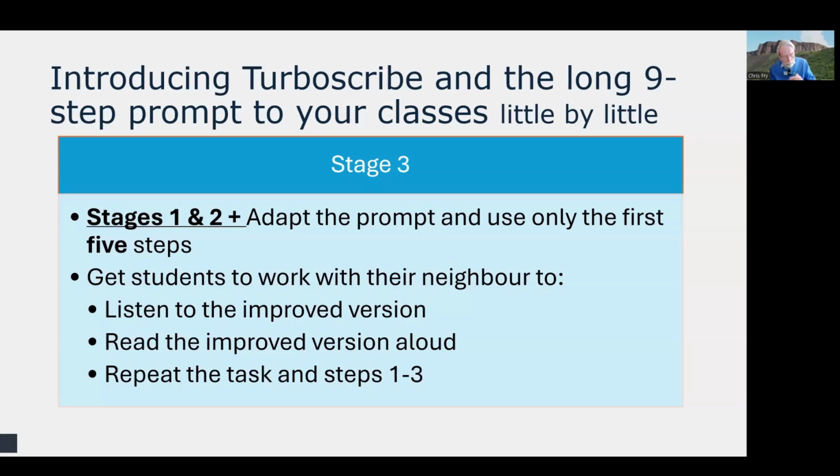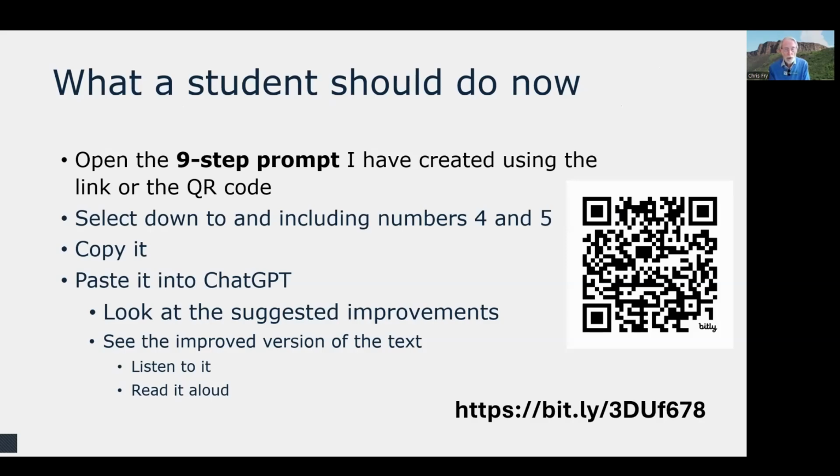Stage 3 would be moving along through these long 9-step prompts. So you would do a recording, you would do the stuff about the errors, and then the students would only use the first 5 steps. So they would then listen to the improved version, read the improved version aloud, maybe. That's working in pairs, and maybe repeat the task. So what students would do would be to upload the new prompt that you've provided for them, which includes steps number 4 and 5.